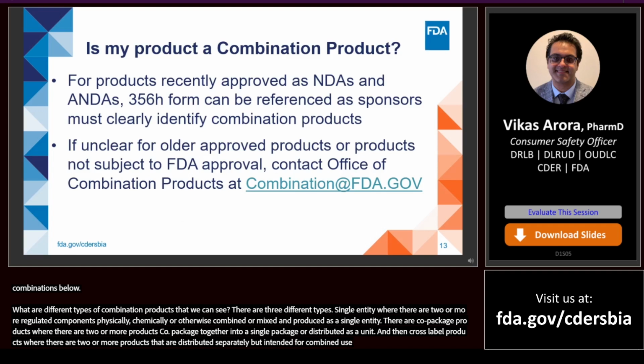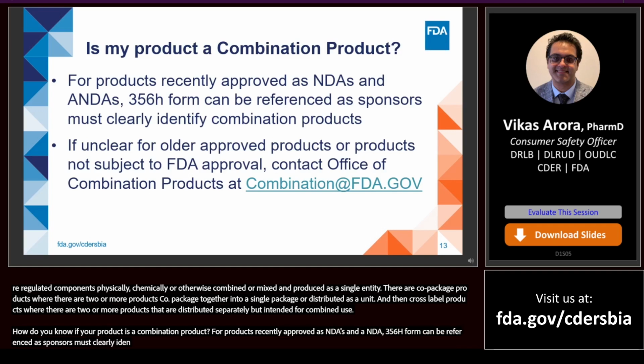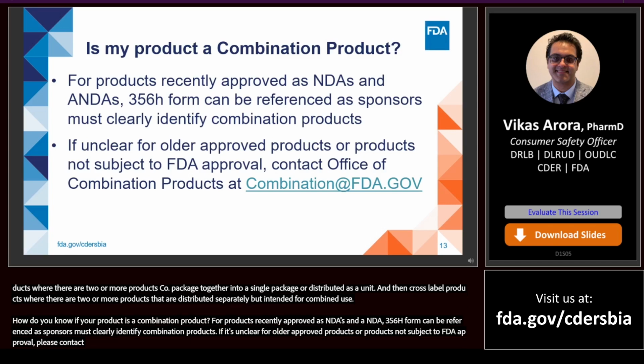So how do you know if your product is a combination product? Well, for products that are recently approved as NDAs and ANDAs, the 356h form can be referenced, as sponsors must clearly identify a combination product. If it is unclear for older approved products or products not subject to FDA approval, please contact the Office of Combination Products at combination@fda.gov.